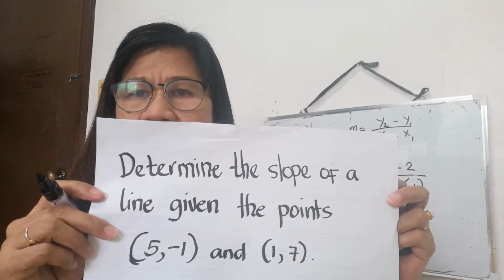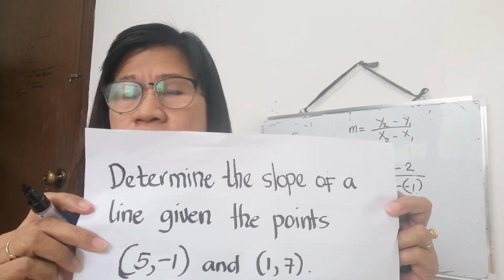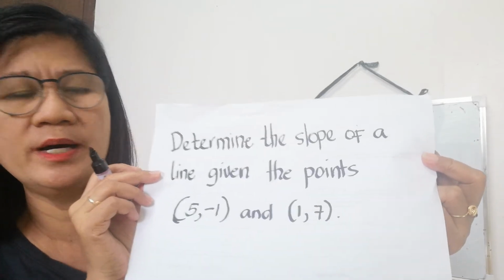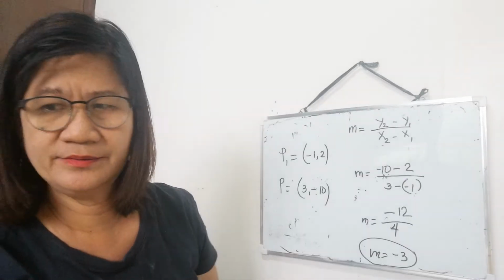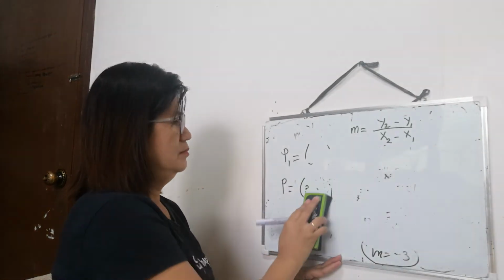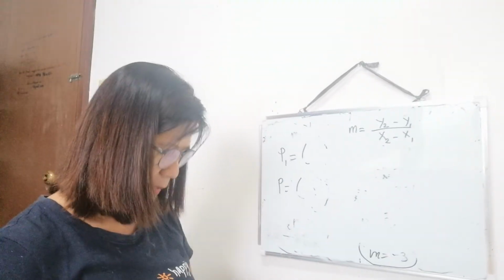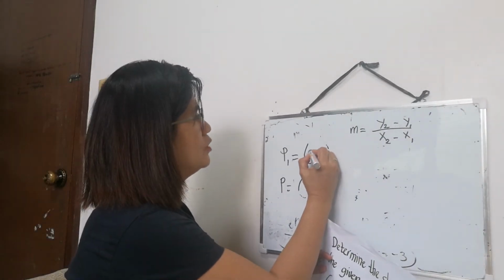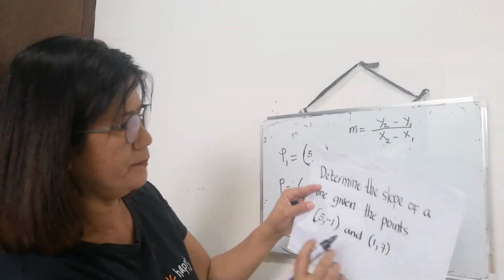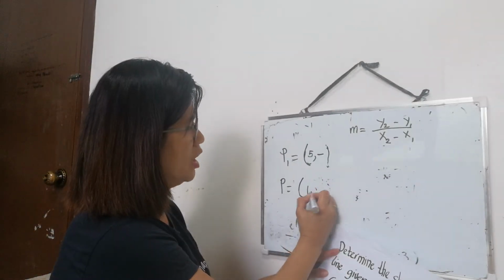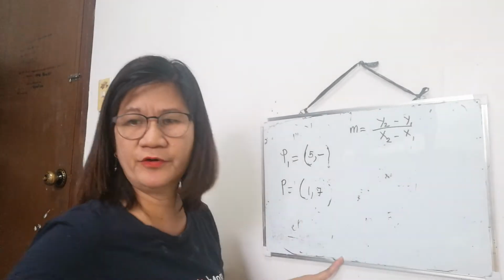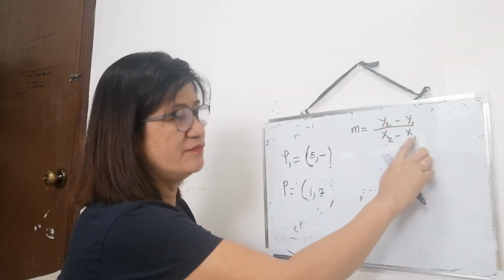Determine the slope of a line given the 2 points. The 2 points are 5, negative 1 and 1, 7. Okay? So, our P1 or point 1 is 5, negative 1. Then, our P2 is 1, 7. Okay? So, we will now follow the formula. First, you have to replace all these variables.